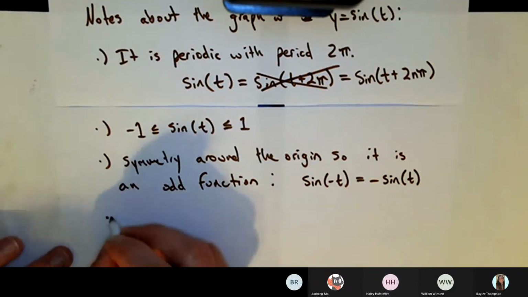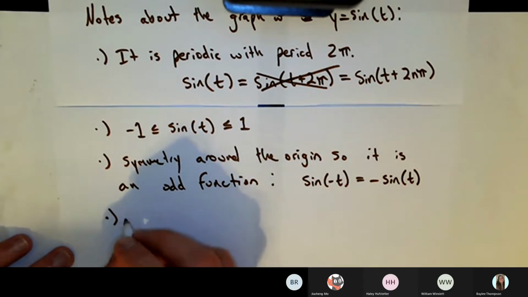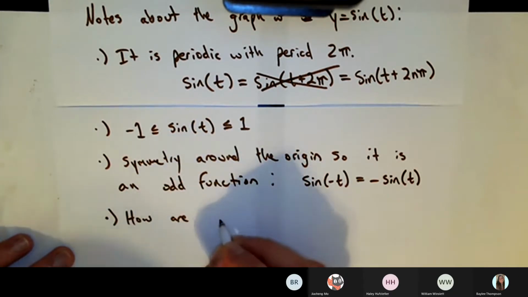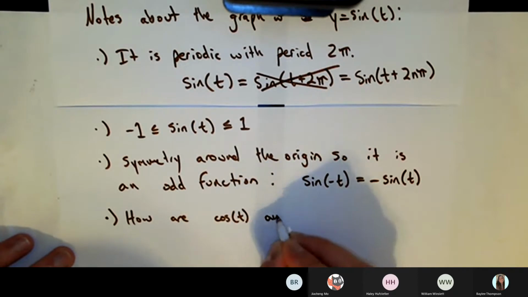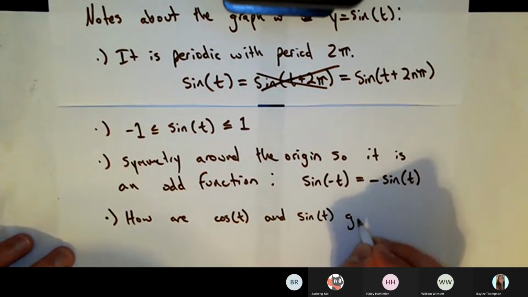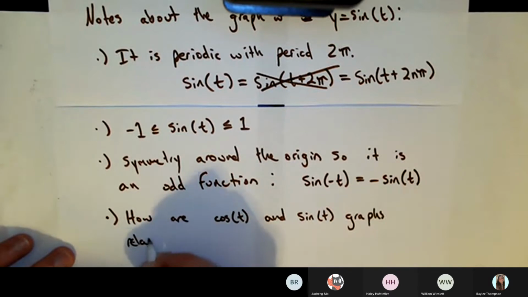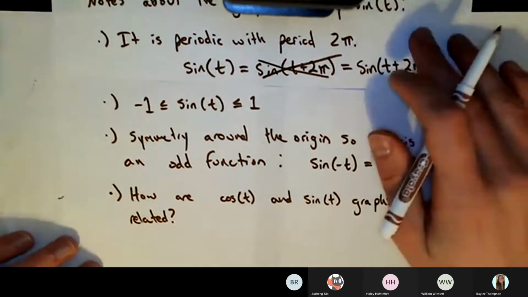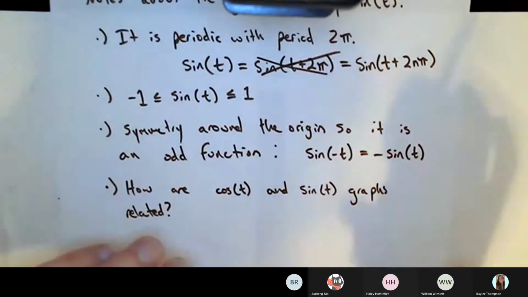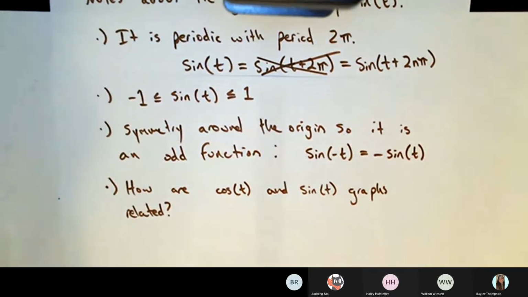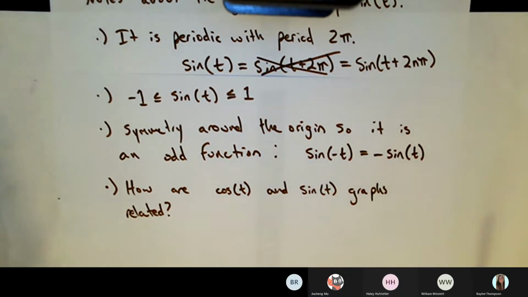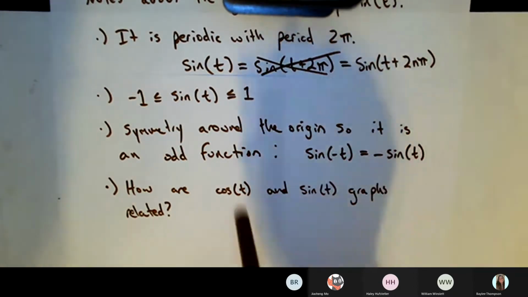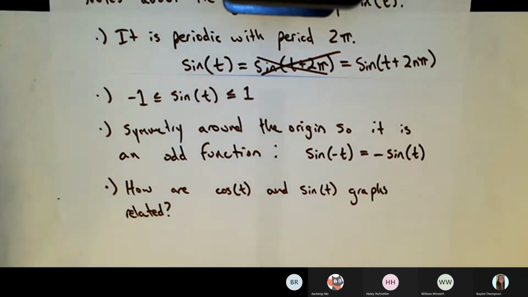What else can I say? Let me talk about how they are related. So I said in words that one is just like a horizontally shifted version of the other, but we know how to deal with that because we've taken 112 and we know that to talk about horizontally shifting functions, we talk about adding or subtracting stuff inside the function.